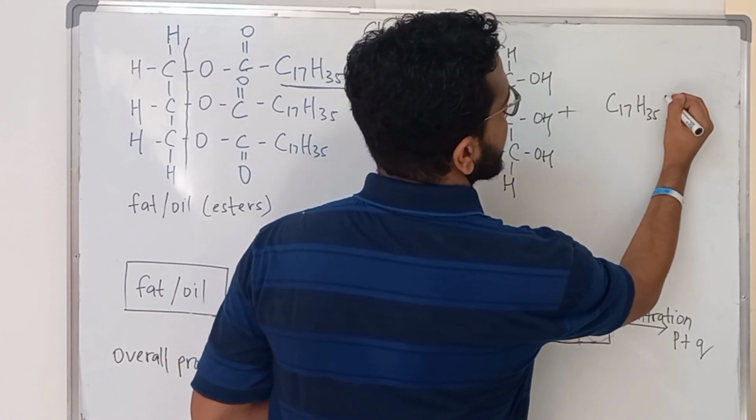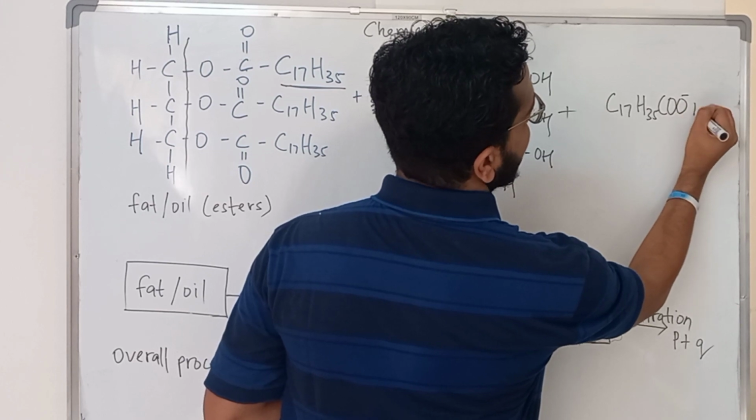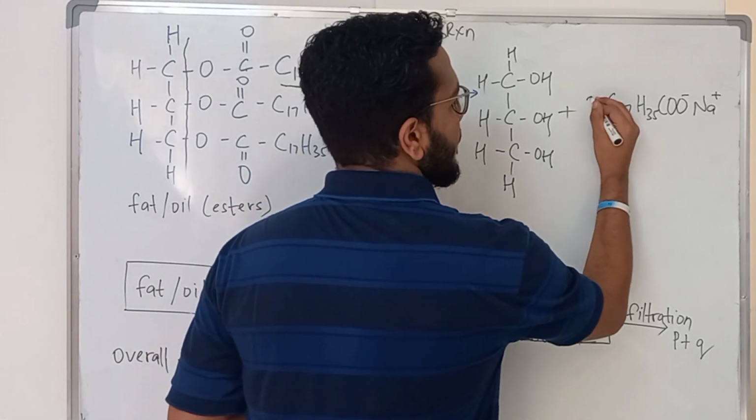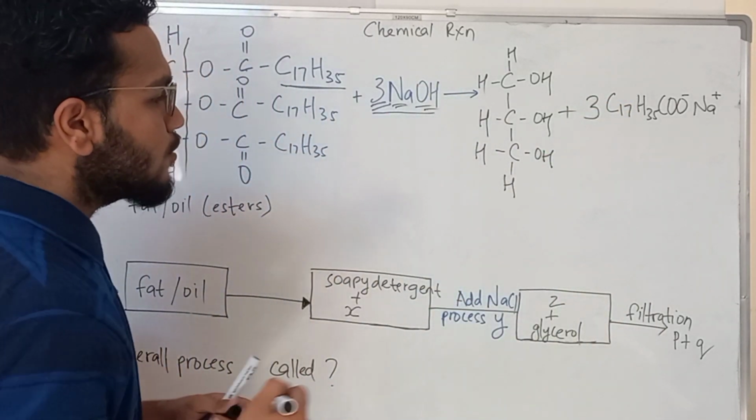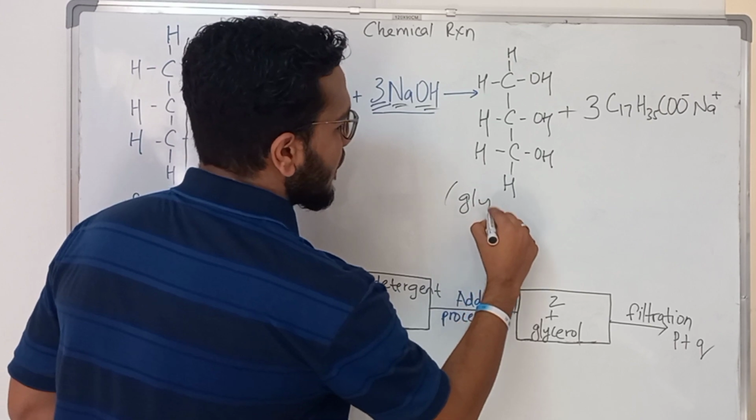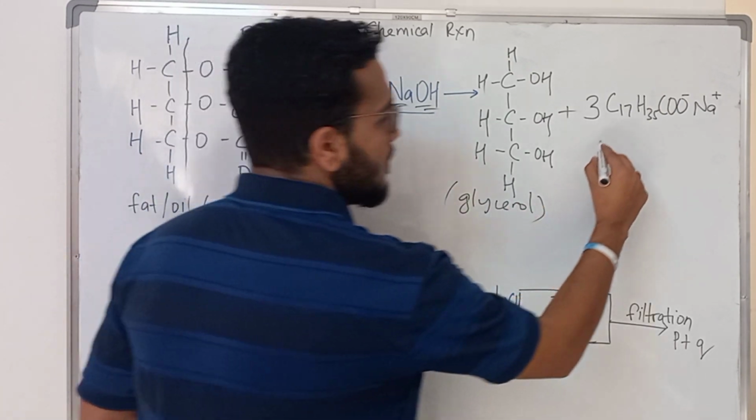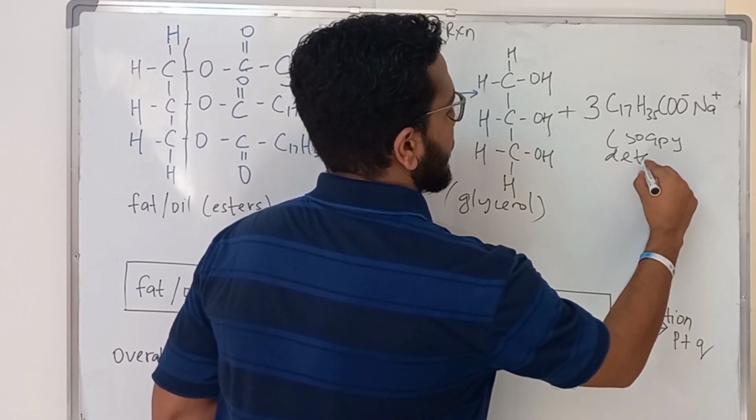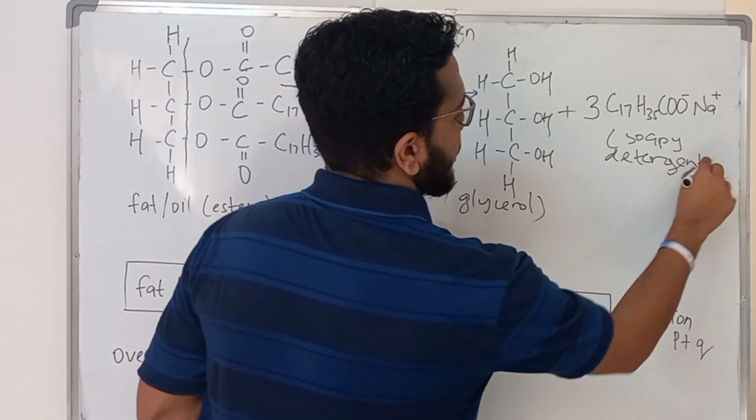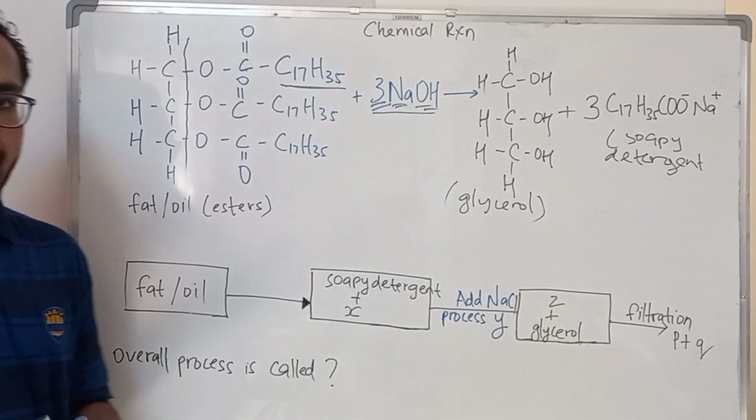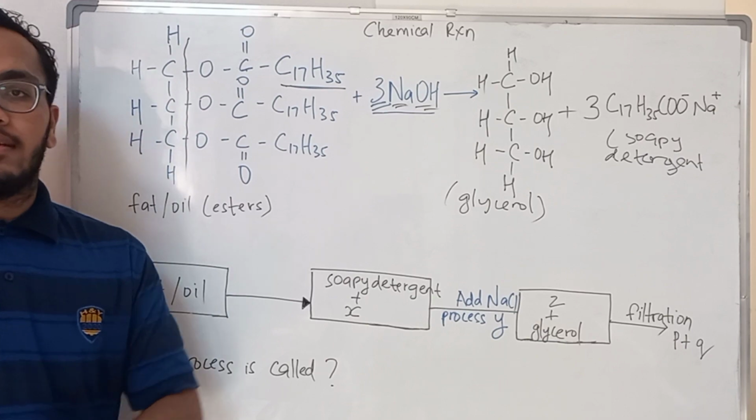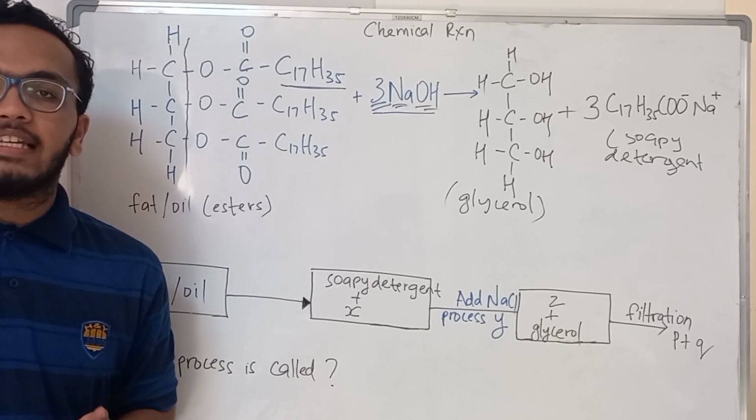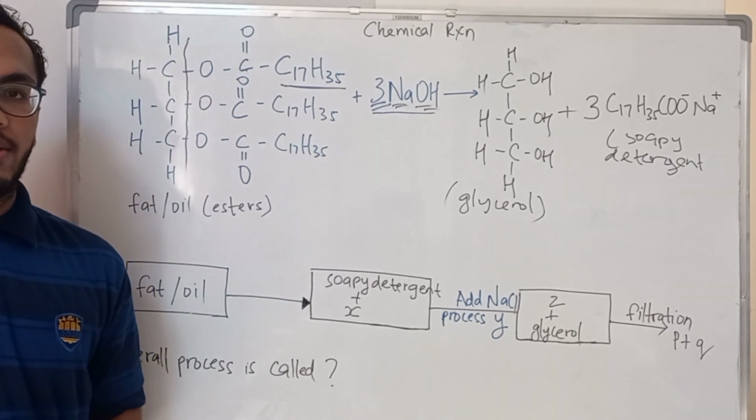So our next one will be plus C17H35 COO negative Na positive. How many moles? 3 moles. So this is your glycerol, and this is the soapy detergent. I'll explain again. You are reacting esters of fatty acids with sodium hydroxide. Your two products will be, one is glycerol and the second one is soapy detergent.